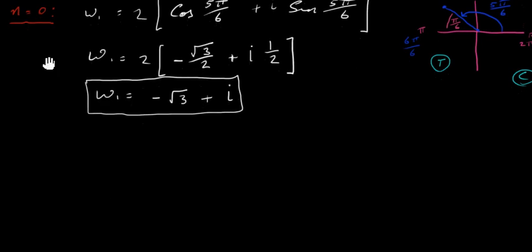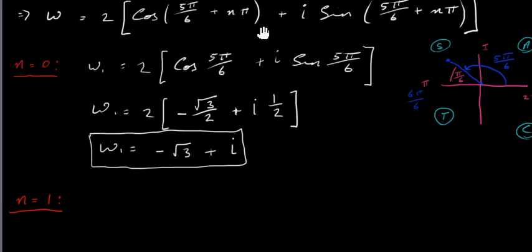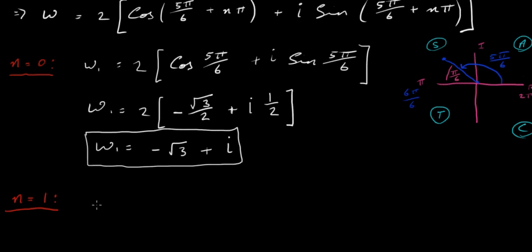So let's continue on then and look at when n is equal to 1. Okay, so let's just go back here a little bit. We're looking at this line here now, remember. So we have, let's see, we'll call it w2 here. This is going to be 2.